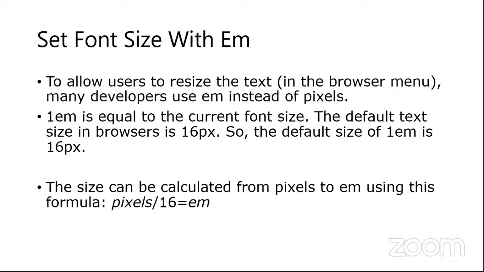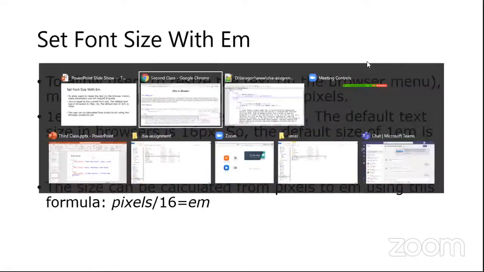So the size can be calculated from pixels to em using this formula: pixels divided by 16 equals em. For example, if we have 14 pixels, how can we define it in em? We simply divide by 16. But what is the use of em? We already saw that it allows users to resize the text. So how can we resize the text in the browser? So we just see.